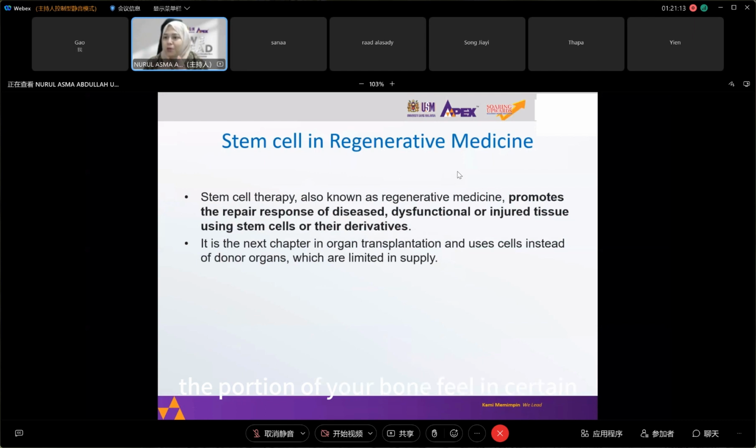For bone, the portion of your bone. Still, in certain conditions you cannot opt for regeneration, like in kidney failure. When you have kidney failure, both left and right, you have to find a donor, or else you have to go for dialysis throughout your life. So one of the alternatives is to have regeneration using stem cells, to regenerate or regrow parts of your organ.